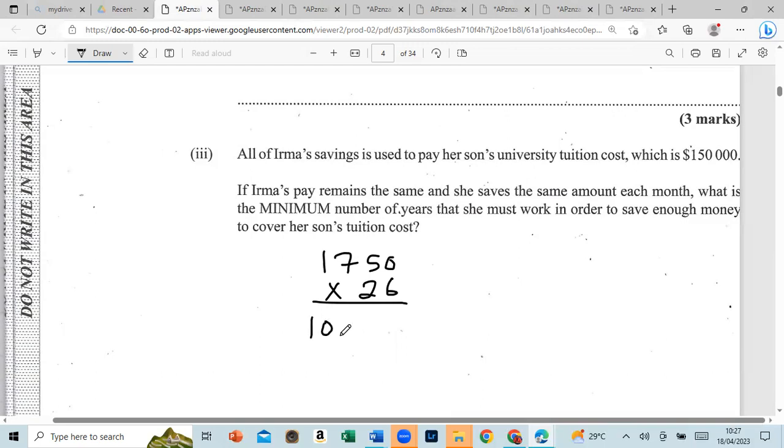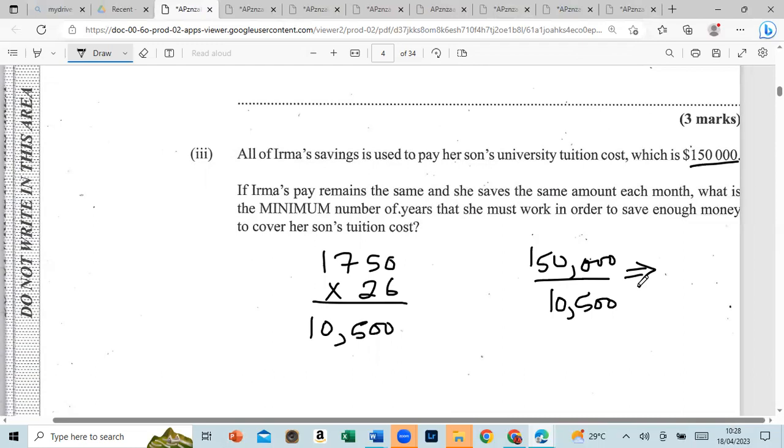So we have to know how many years it will take her to reach this, right? So we're going to be dividing 150,000 by the yearly savings. And again, let's use a calculator, guys, and that will tell us how many years. It's a long time, though. Government need to do better, man. I mean, this is a reality.